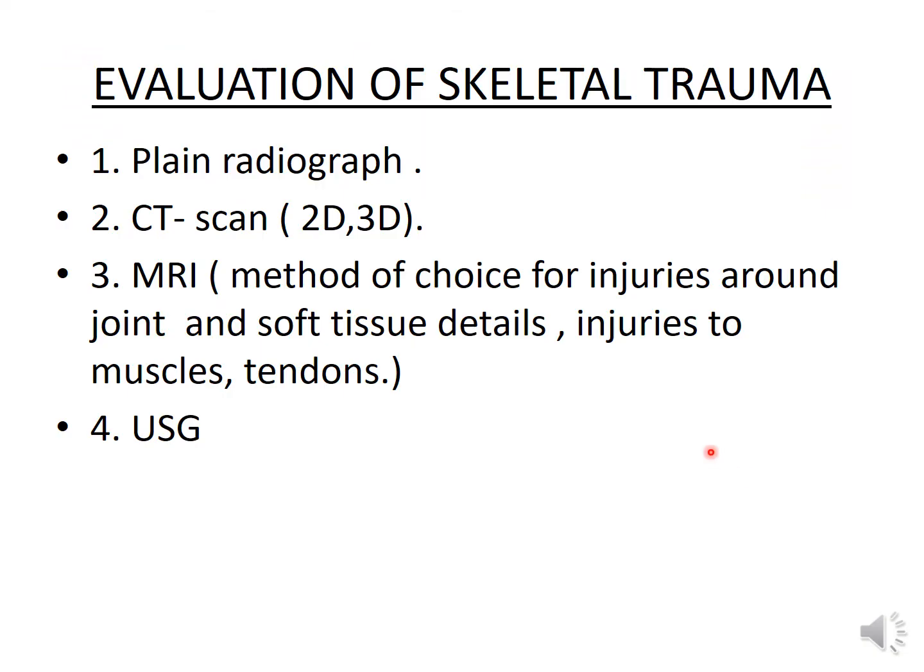Next, how to evaluate skeletal trauma. On plain radiograph we can diagnose the fracture. Other than X-ray we can use CT scan, where we can do 2D and 3D reconstruction. MRI is the choice for injuries along the joints and the soft tissue, which includes muscle or tendon. Ultrasound is used to look for vessel compression, tendons or fluid.